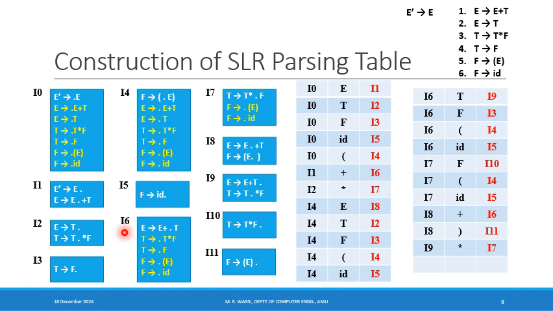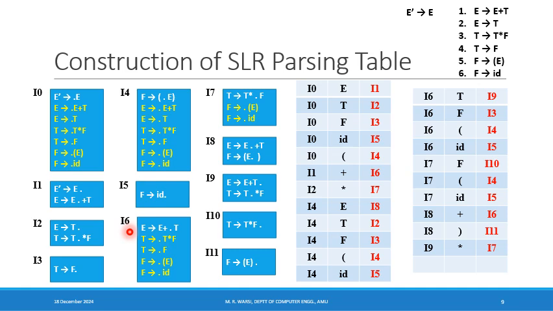So first of all, I'll shift the dot after the plus symbol, and to the I6 state I will add capital E derives E plus dot T. Now this is the kernel LR0 item. I now take the closure of this.